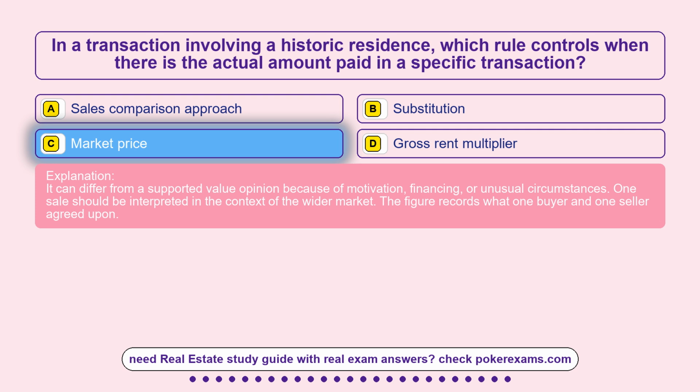It can differ from a supported value opinion because of motivation, financing, or unusual circumstances. One sale should be interpreted in the context of the wider market. The figure records what one buyer and one seller agreed upon.